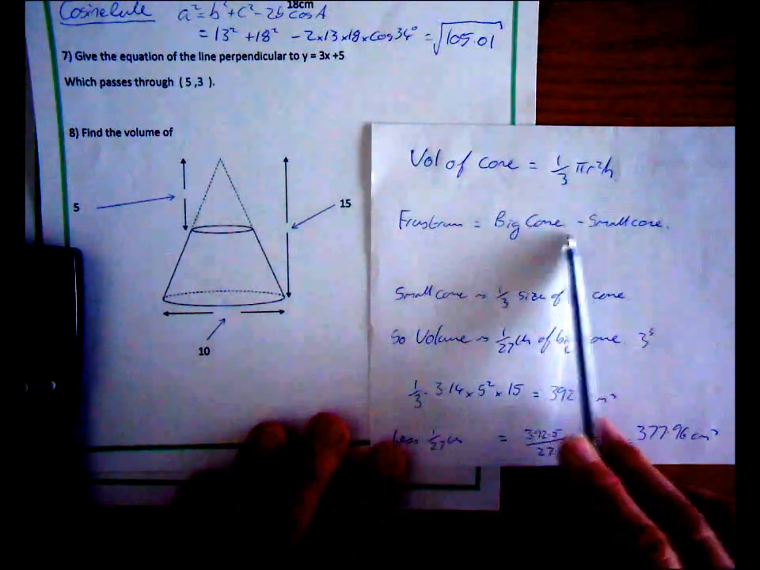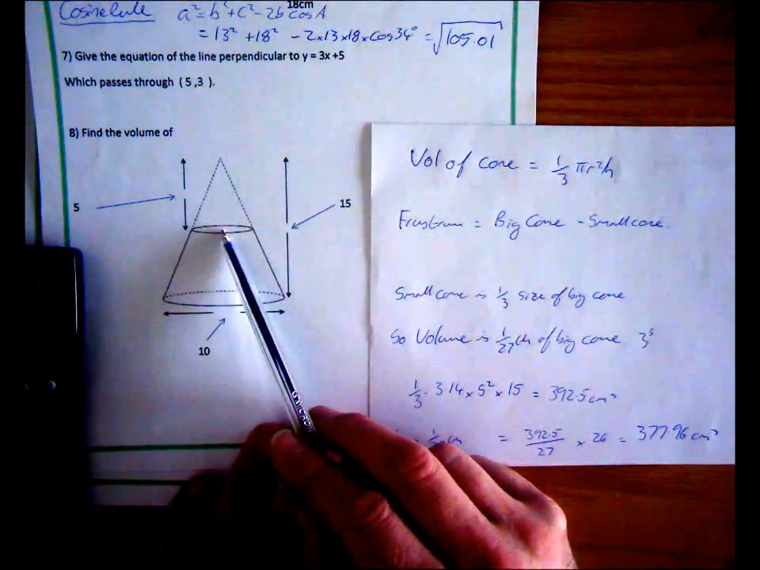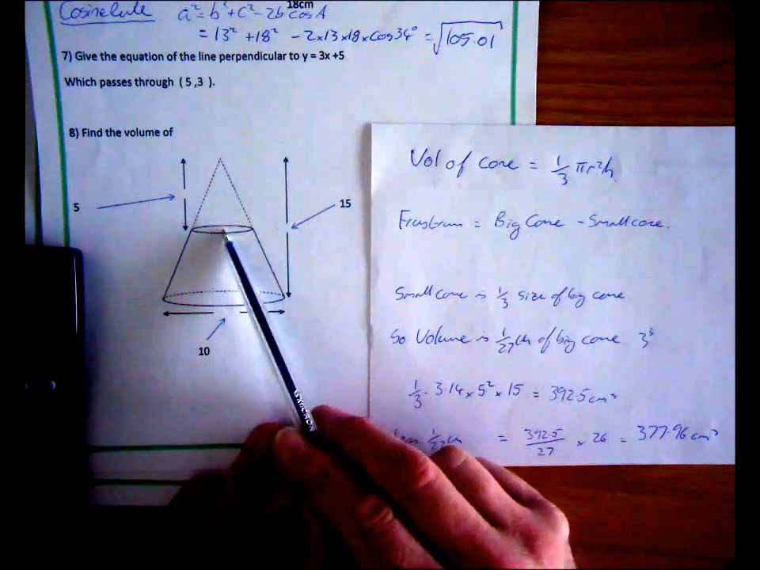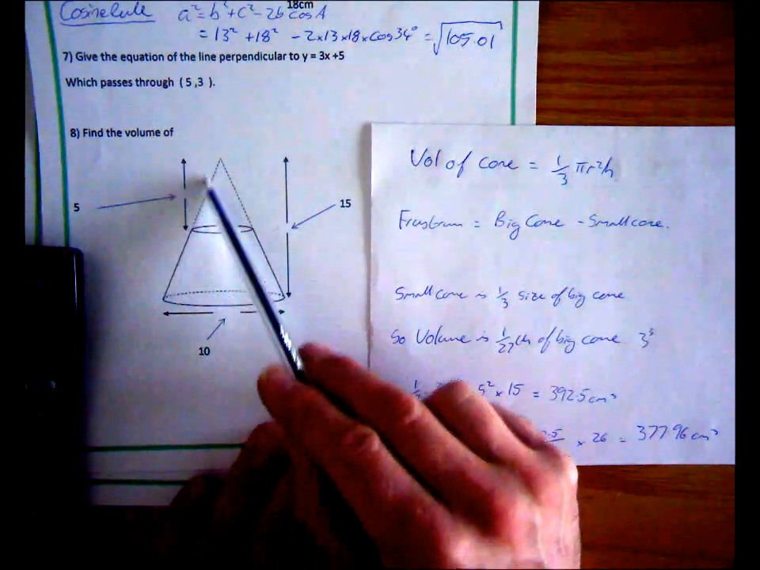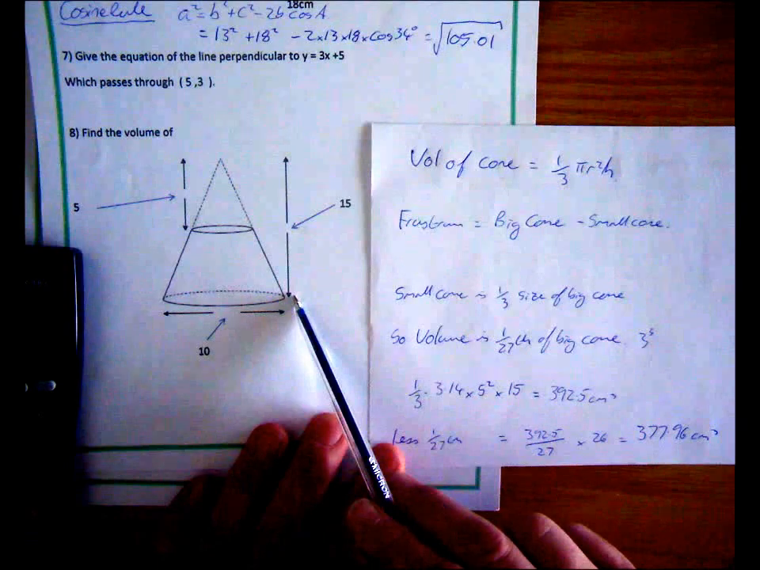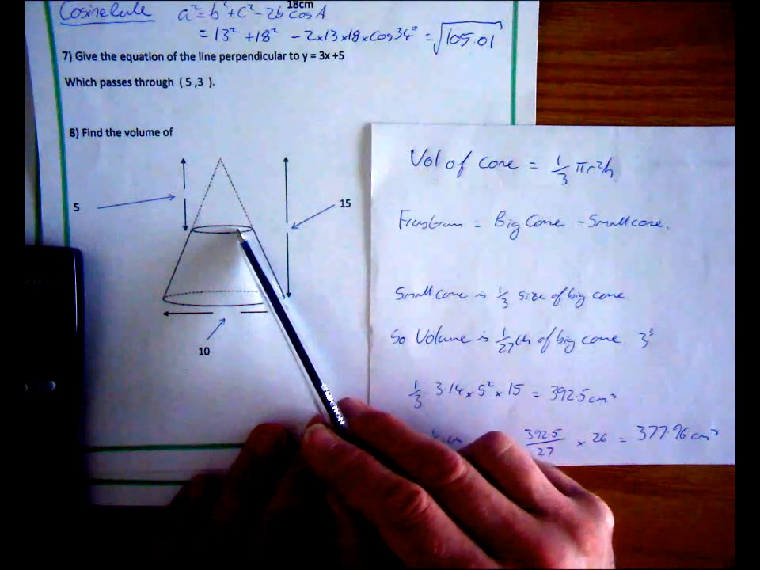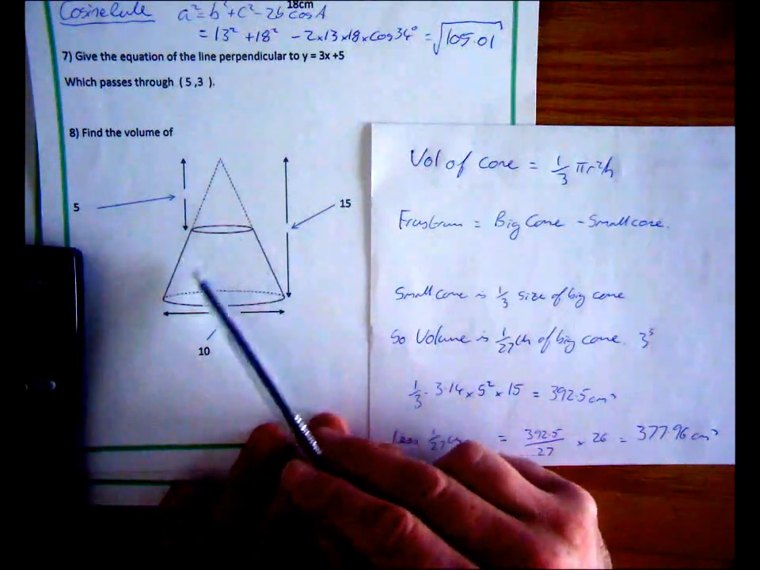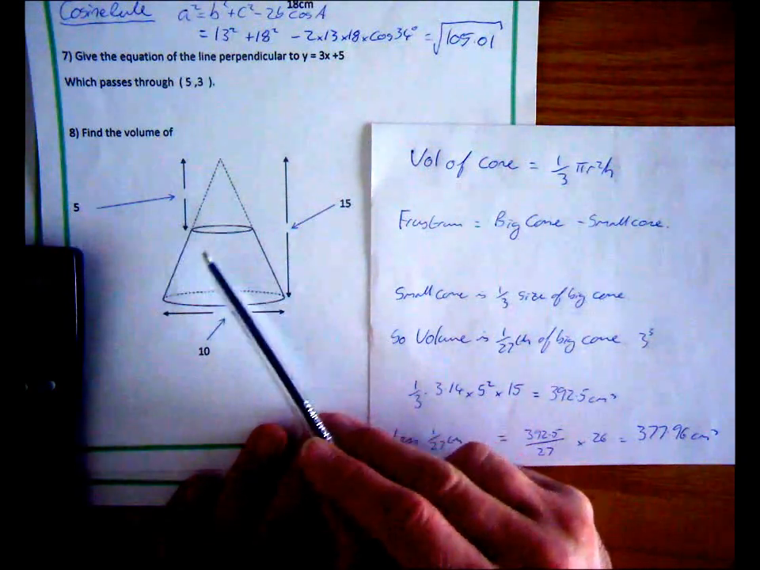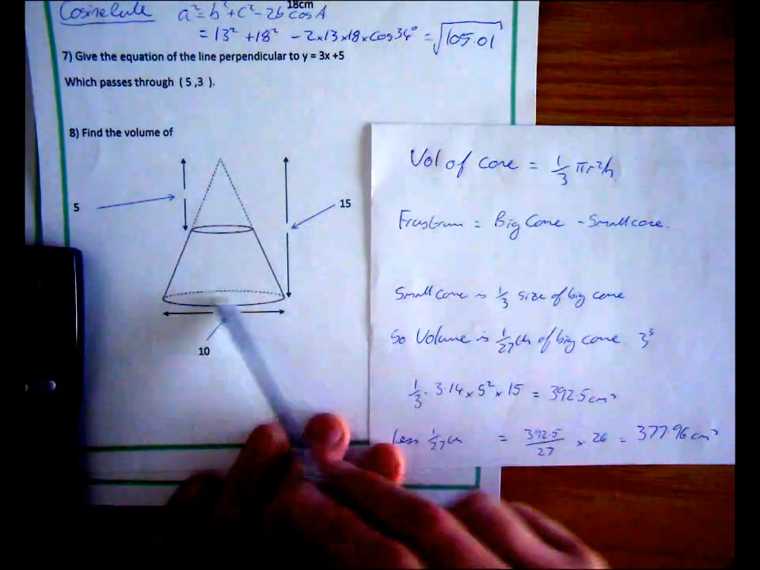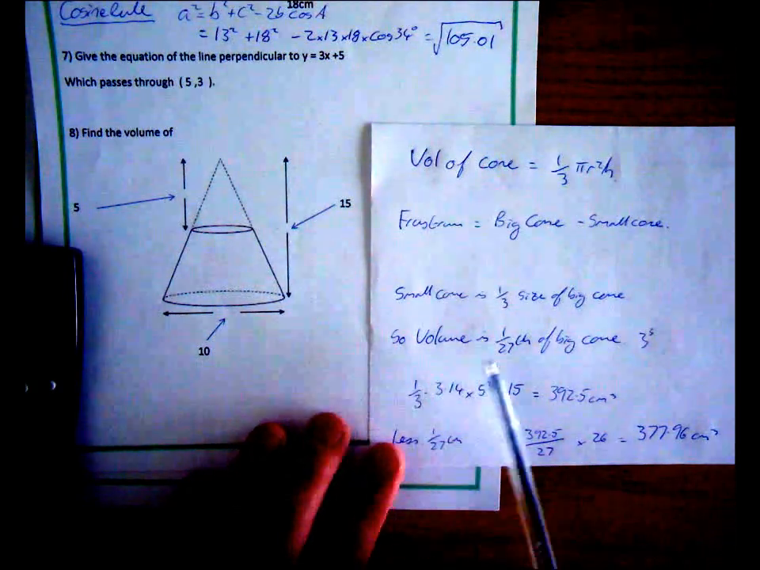So I need the big cone, take away the smaller cone. Now I've got all the measurements apart from, I don't know the radius of the smaller cone. However, the smaller cone is 1/3 the height of the big cone, and they both share the same angle, so it's actually 1/3 the size of it. If it's 1/3 the size, its area will be 1/9 of it, and its volume will be 1/27 of it. So actually what I could do is work out the volume of the big cone and then just take 1/27 off.